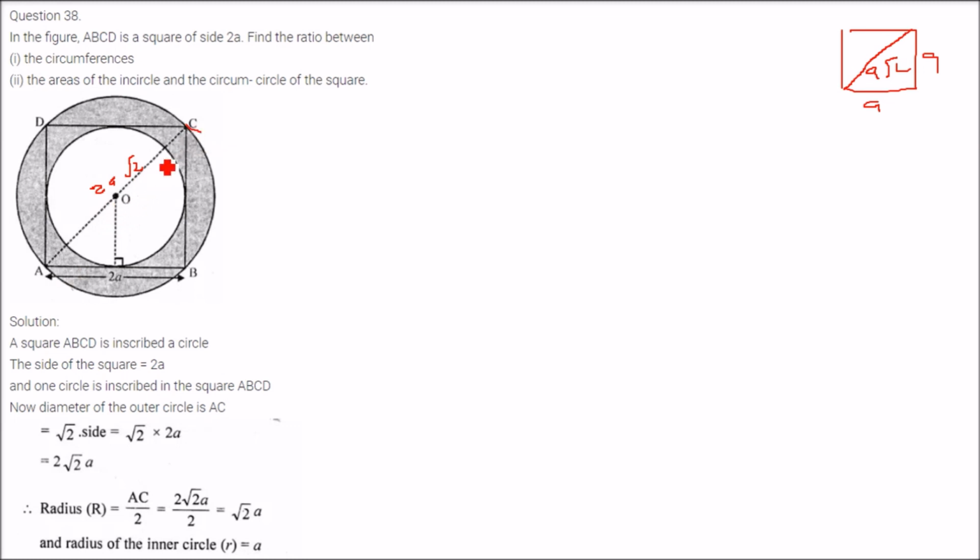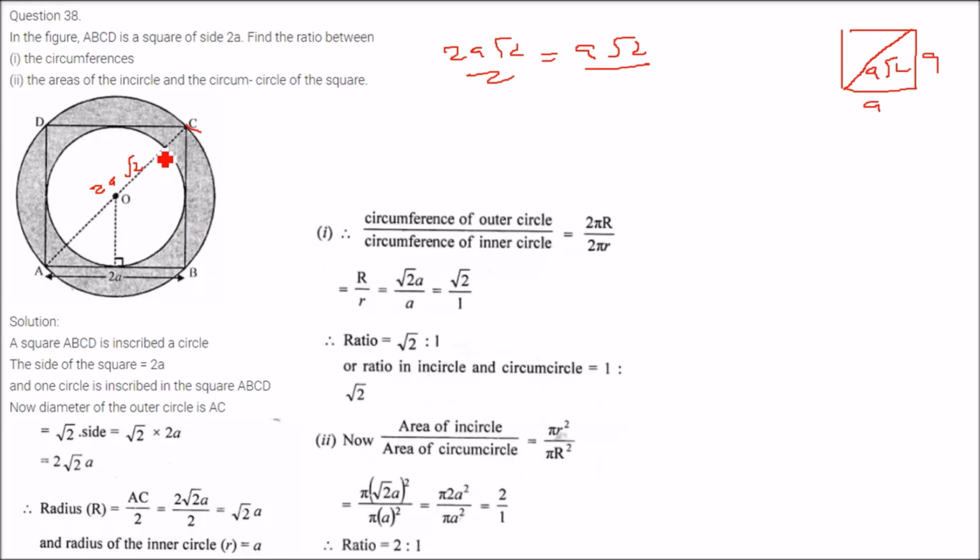So what is the radius of this circle? It will be 2A root 2 by 2. So A root 2 is the radius of this circle. Let us call it capital R.